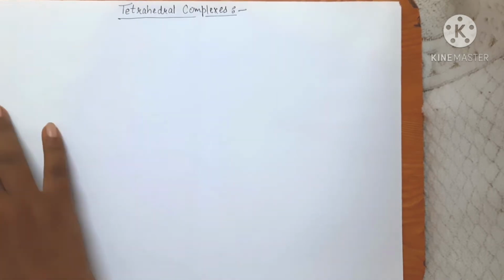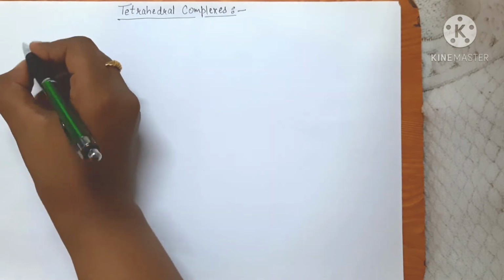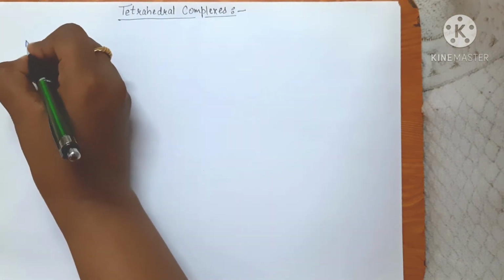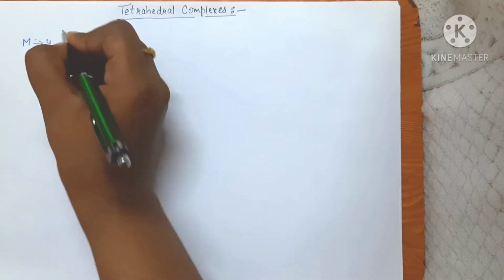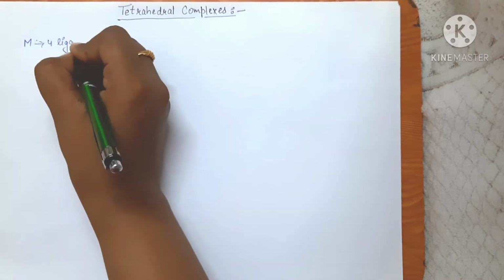So in this video of coordination chemistry, we are going to discuss the tetrahedral complexes. In the previous video, we have already discussed the formation of octahedral complexes. So now we'll move ahead to tetrahedral complexes. In tetrahedral complexes, there will be a metal ion, obviously, and it is going to attach with 4 ligands, right?